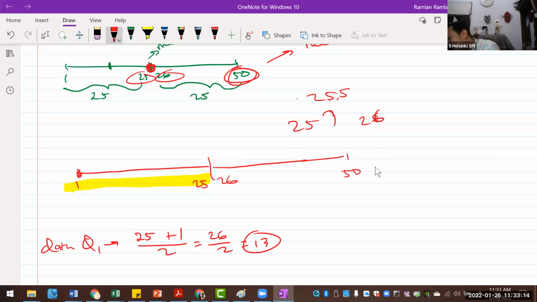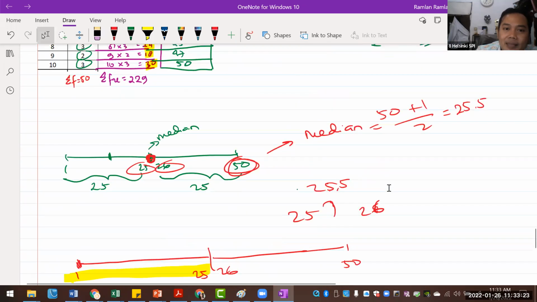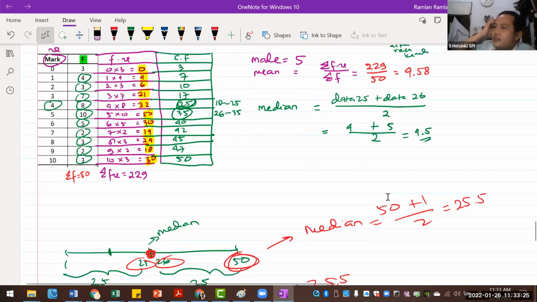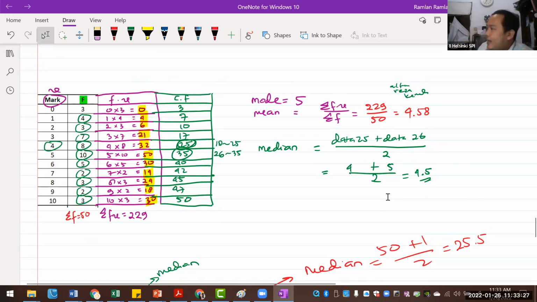Nah, ini penting banget. Data ke-13, bukan 13, tapi data ke-13. Sekarang kita tinggal lihat data ke-13 itu berapa di tabelnya. Silakan, saya mau ke Zio deh, Zio.